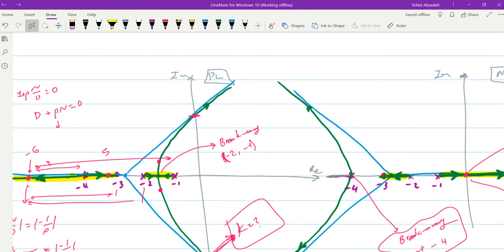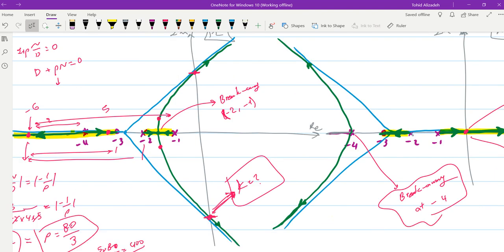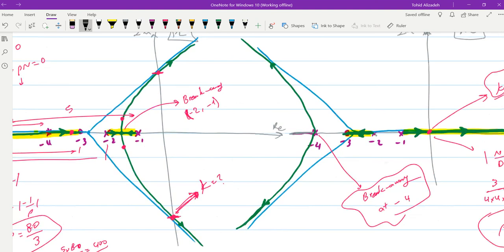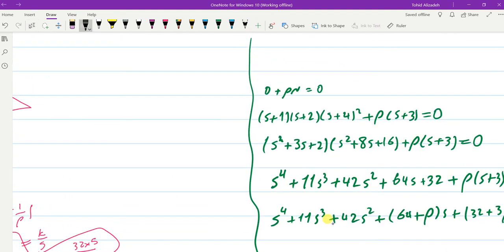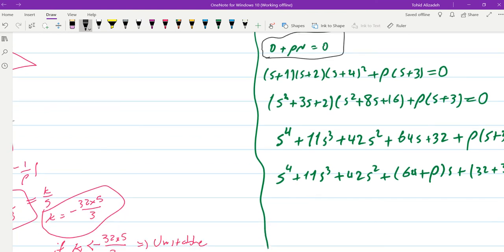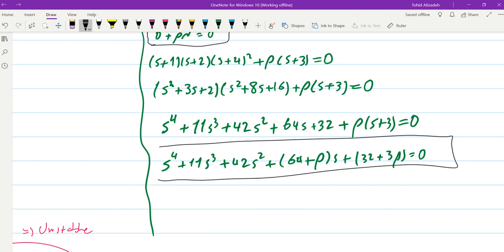To find out the value of K, or rho over here, we can form d plus rho times n equal to 0, and eventually we will end up with this fourth order polynomial over here. Then we know that at the intersection of the root locus branches with the imaginary axis, s is equal to j omega.